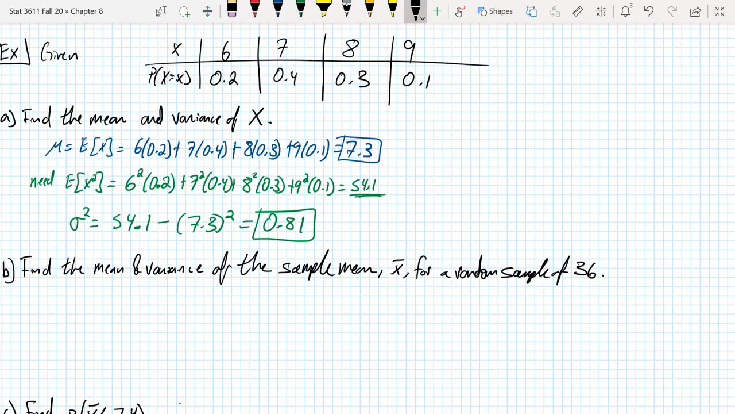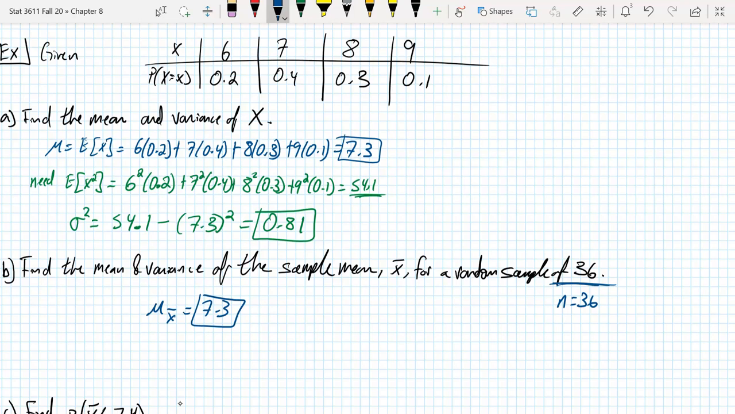Okay. So part B, here's where our stuff starts coming into play. Find the mean and variance of x bar when you have a random sample of size 36. So we have n equals 36. This is a large enough sample size. Central limit theorem certainly should apply here for the sample mean x bar. All right, well, we know that the mean of x bar should be equal to the mean of the random variable, which is going to be 7.3.